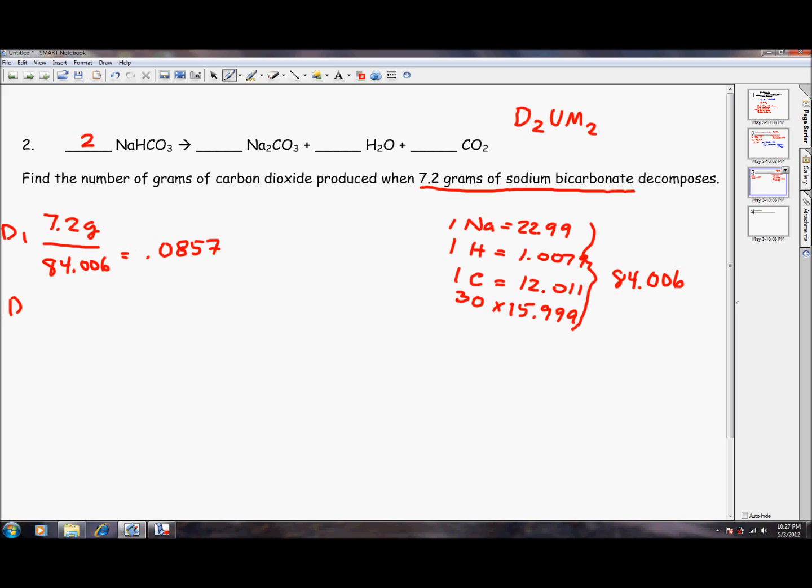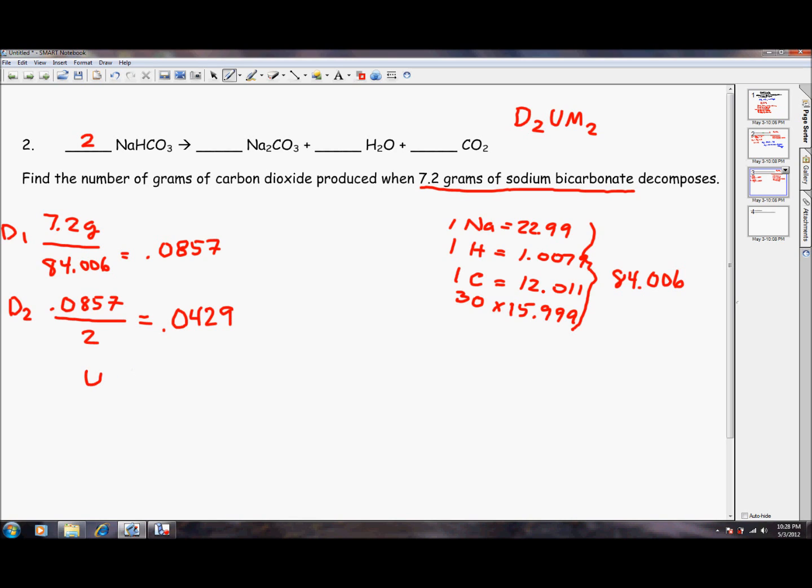Okay, second division is my answer over the coefficient, the number in front of the formula, which is 2. So divide my answer by 2, and now I have 0.0429.